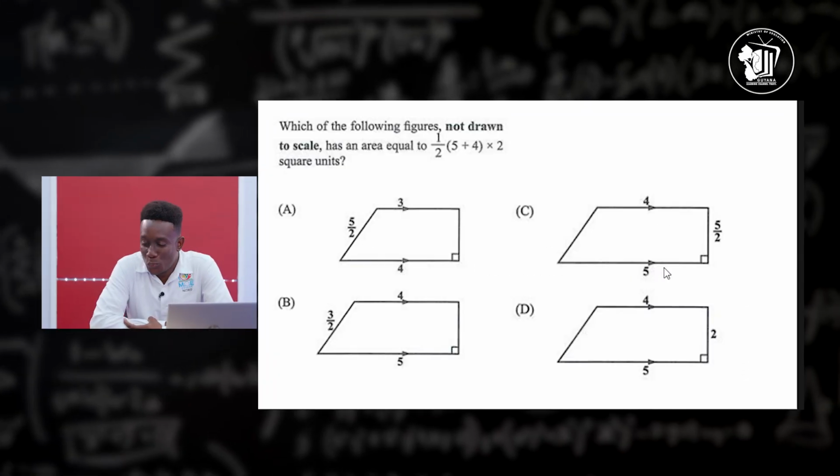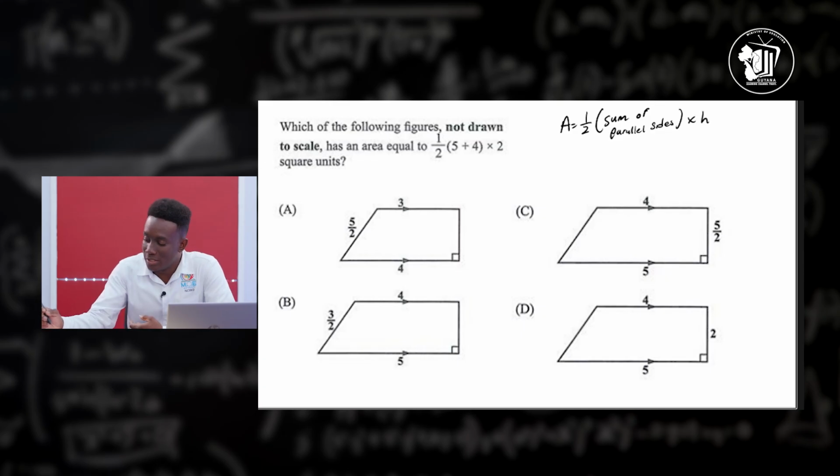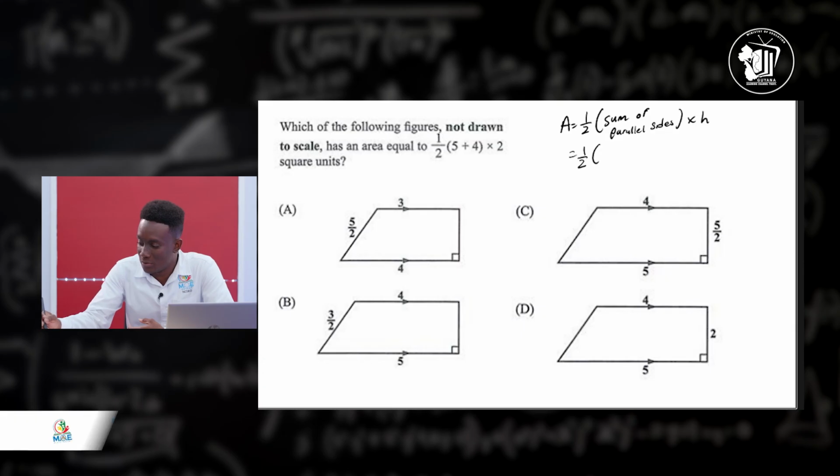So this question says, which of the following figures, not drawn to scale, has an area equal to half multiplied by (5 plus 4), multiplied by 2. So we know we're dealing with a trapezium, and the formula to find the area of a trapezium is half the sum of the parallel sides multiplied by the height. So in this case, we have half multiplied by the parallel sides multiplied by the height.